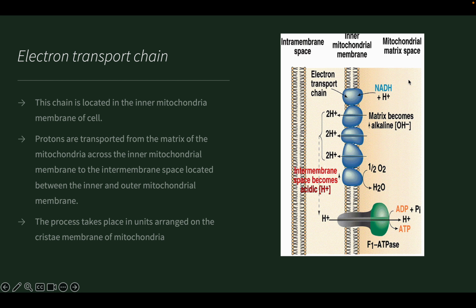So during the electron transport chain, the protons are transported from the matrix across the inner mitochondrial membrane to the intermembrane space. And this process, as you can see, takes place in units arranged in the cristae of the membrane of mitochondria. These are the complexes that are located around the cristae of the mitochondria, where this reaction happens.